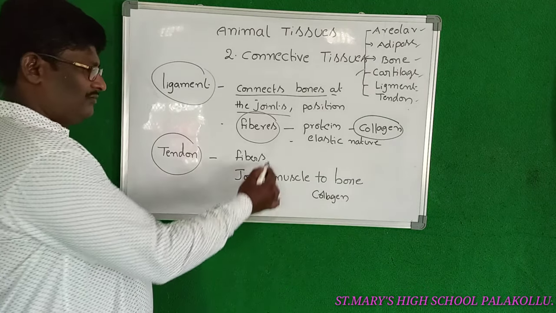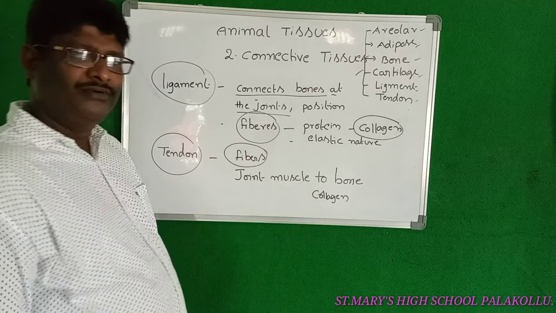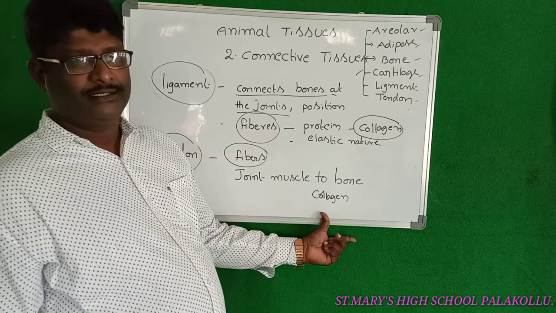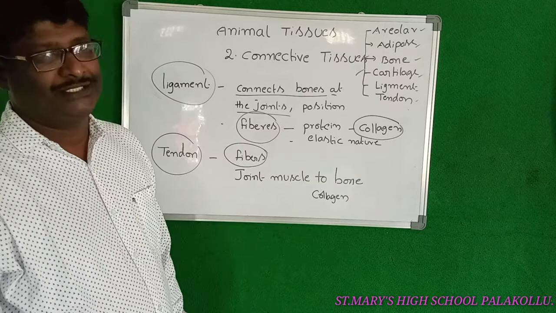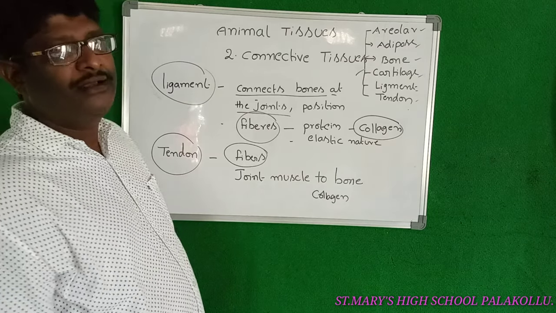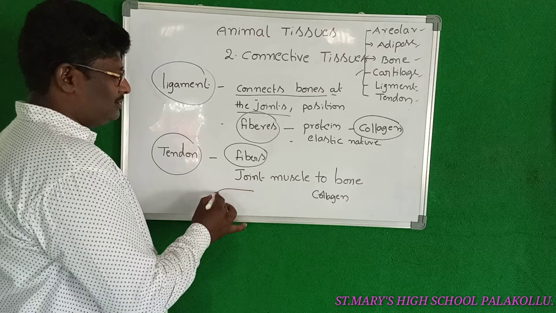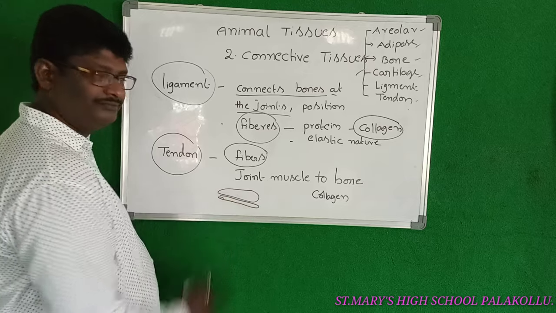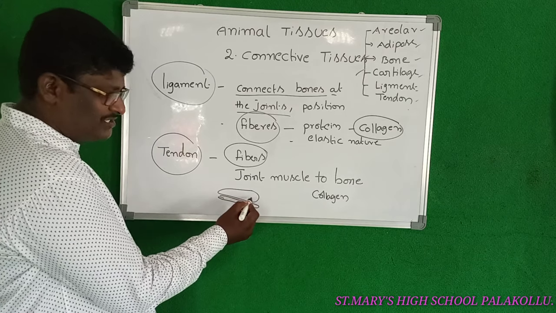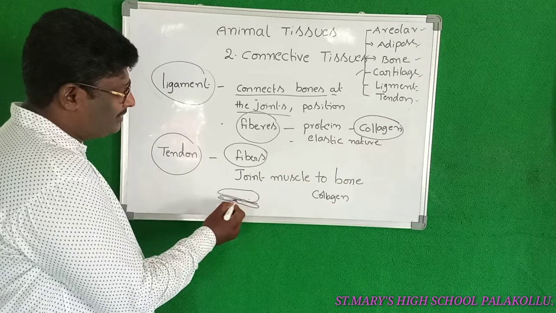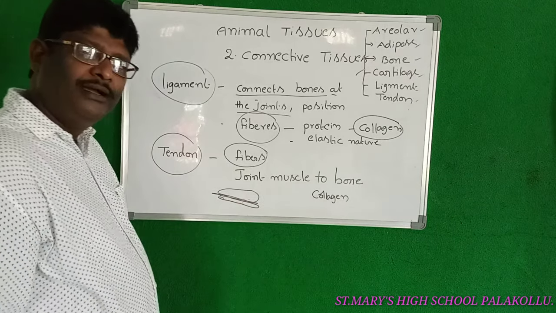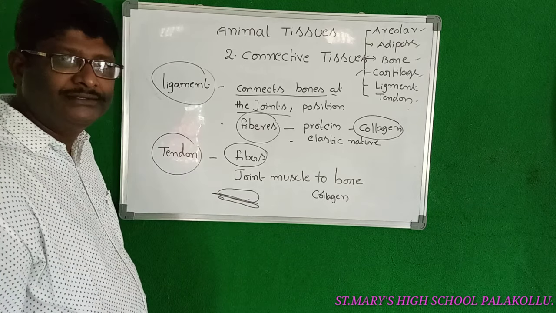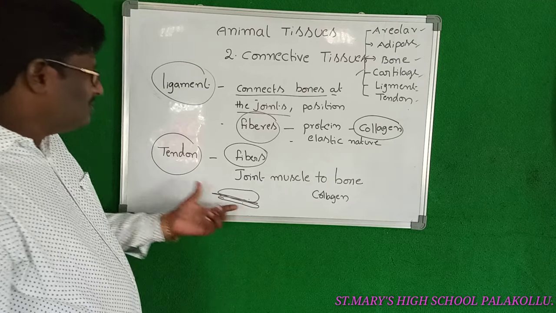This is also a fibrous material. This is also made up of collagen. Collagen means one type of protein. What is the use of this tendon? This is bone. This is muscle. The muscle is attached to the bone with the help of the tendon. Tendon is used to attach the muscle to the bone. Understood? So this is about tendon.